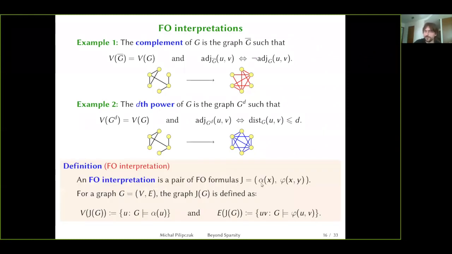An FO interpretation is a pair of formulas: alpha, which will define the domain of a new graph, and phi, which will define the new edge set. Essentially, if I've got a graph G, I can put this graph G through the interpretation, and I get a graph that is defined as follows. The edge set of the new graph is defined exactly using the formula phi, right? So I put in all the edges whenever the formula phi was true. And this formula alpha is used to restrict the vertices of my graph. So I restrict the vertices of my graph to all the vertices that satisfy the formula alpha. In these two examples, alpha was always true, so I did not restrict my vertex set at all. But in general, I can also restrict my vertex set to some subset that is defined via some FO formula.